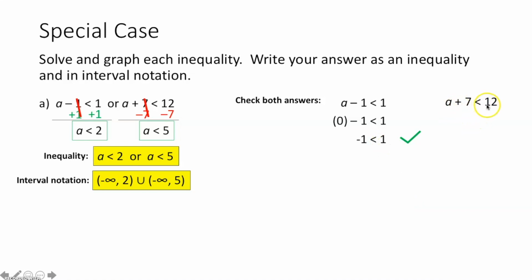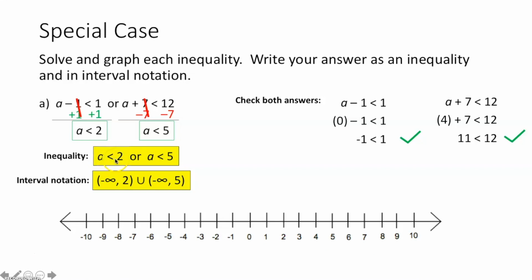A plus 7 is less than 12. Let's plug in a number on that given interval. How about an a value less than 5? So let's say 4. If I plug in 4 for a, what's 4 plus 7? That's going to be 11. Is 11 less than 12? Yes, it is. So therefore, that checks out as well. Okay, cool. Now let's graph it.